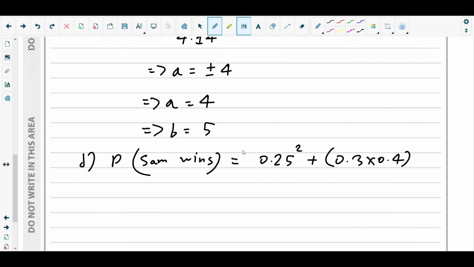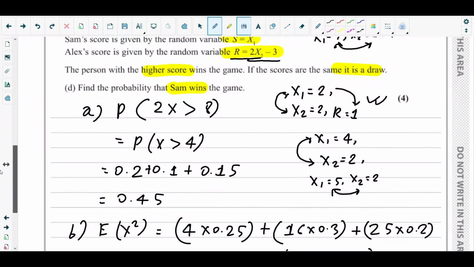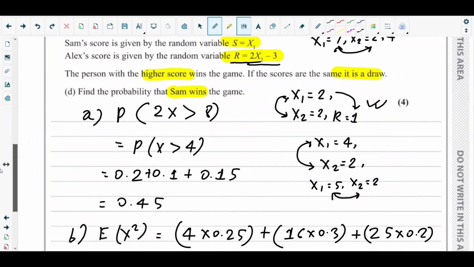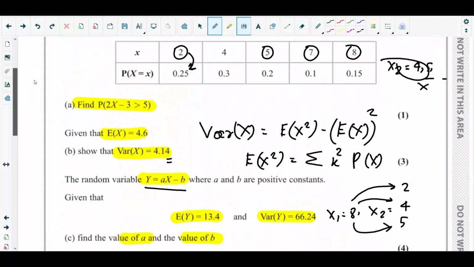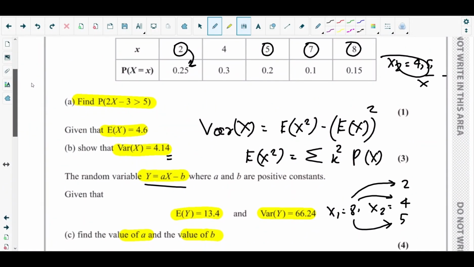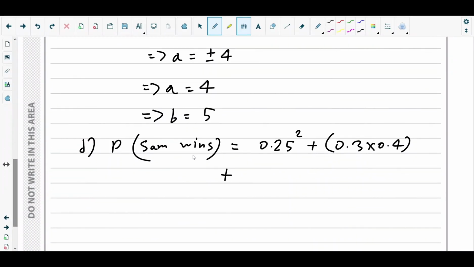0.4. Next, plus. Okay, next is x1 is 5, x2 is what? 2, right? That is 5 and 2. What's the probability? 5 and 2. 5 is 0.2 and 2 is 0.25. So 0.2 times 0.25.